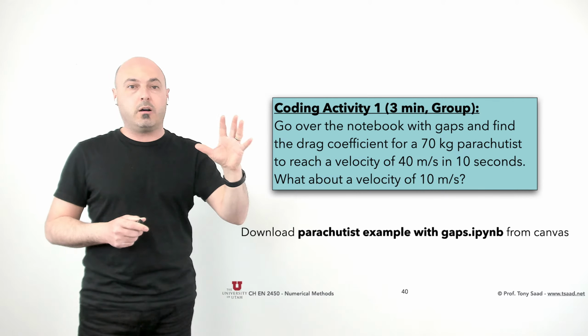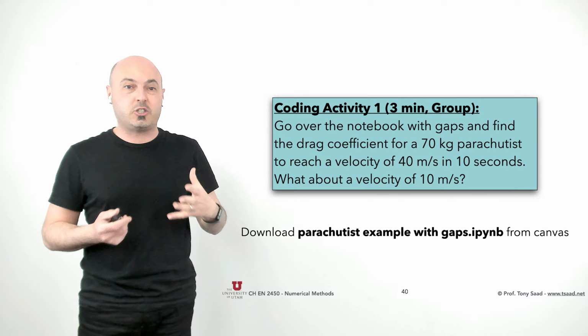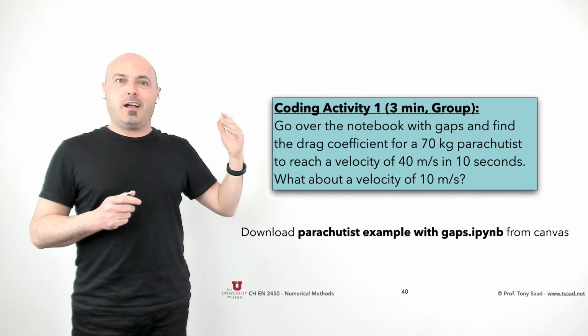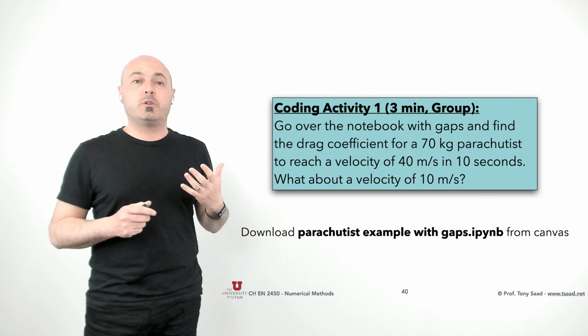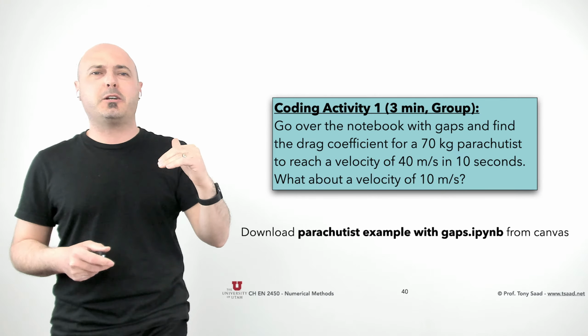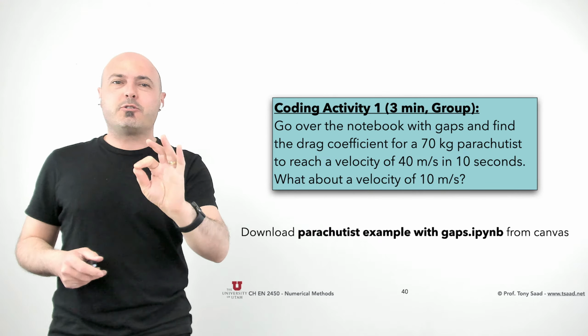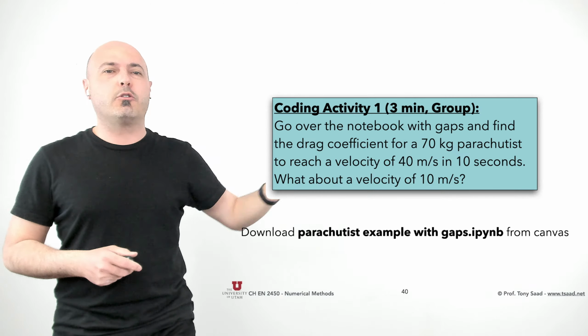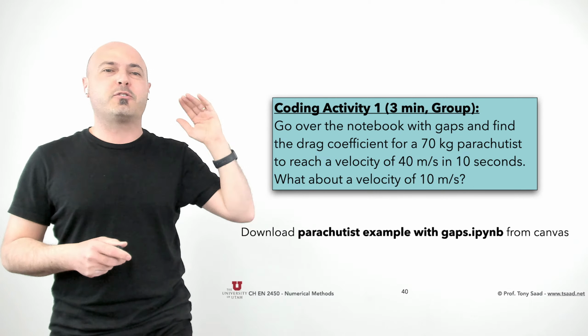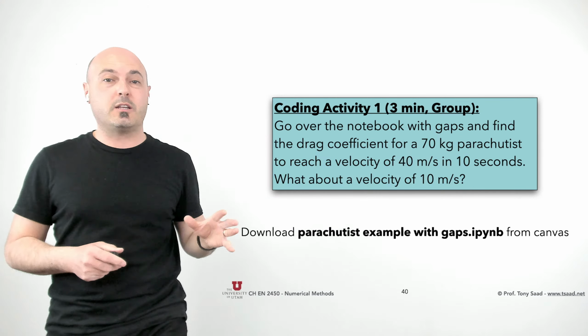The first one is on bisection, so just focus on that section, the bisection method, and go ahead and find an answer to our initial question, which is to find a drag coefficient. Okay, remember, you're designing a parachute to achieve a certain drag coefficient such that a 70-kilogram parachutist reaches a speed of 40 meters per second after 10 seconds of falling. Okay, that was the question.